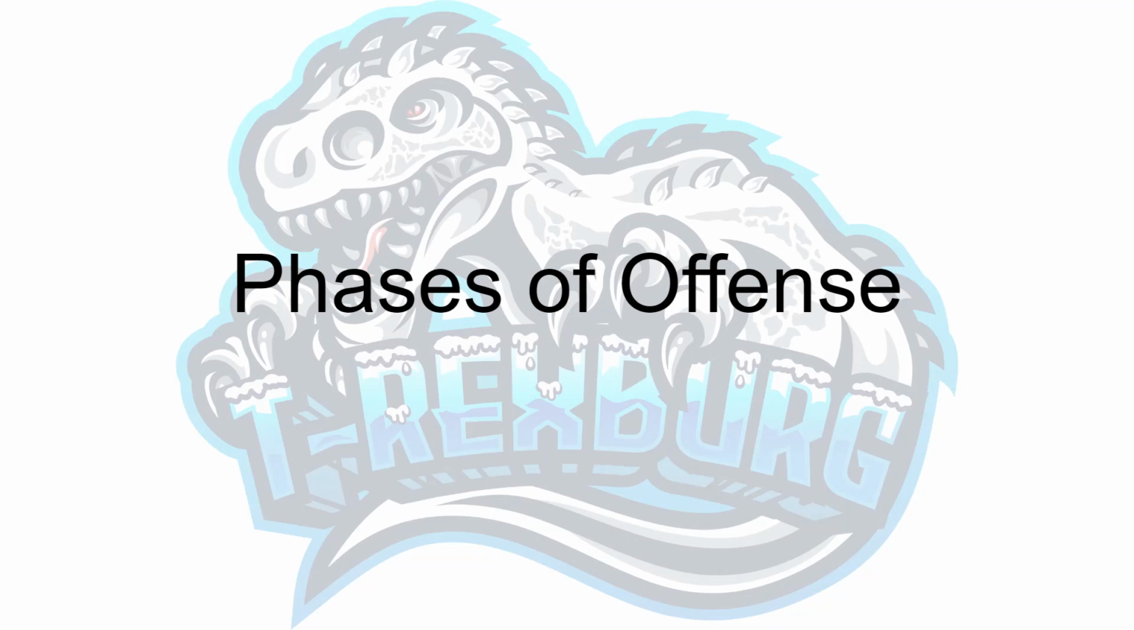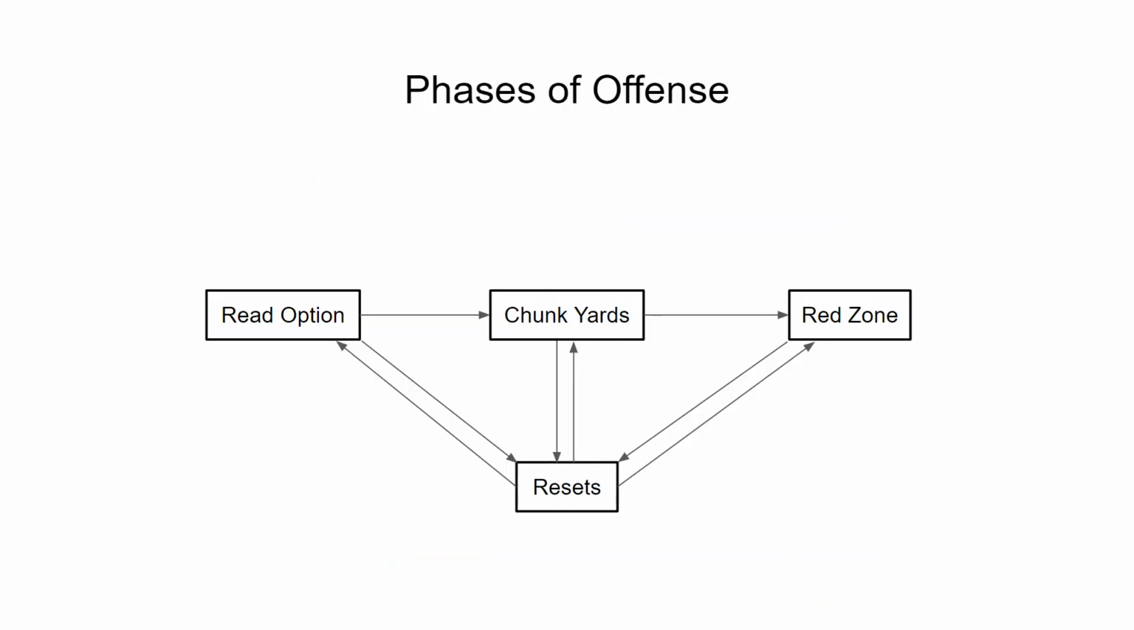This video will be explaining the 4 phases of offense. This is a new way of framing and thinking about the way that we run our offense. The 4 phases of offense are the read option, chunk yards, red zone, and resets. As we can see with this flow chart, we can go from the read option to chunk yards and chunk yards to red zone. And when we're in any one of those phases, we can go back and forth with resets.